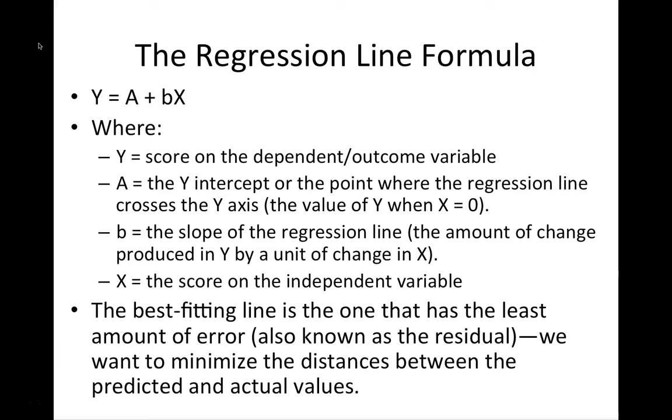And so the best fitting line, the regression line, is the one that has the least amount of error. We want to do the best job that we can predicting our outcome variable. So the least amount of error is also called residual. So we want to minimize the distances between the predicted and the actual values. We want to make the best prediction that we can.